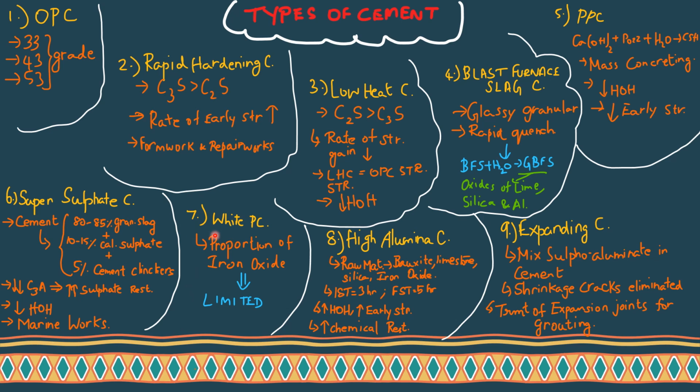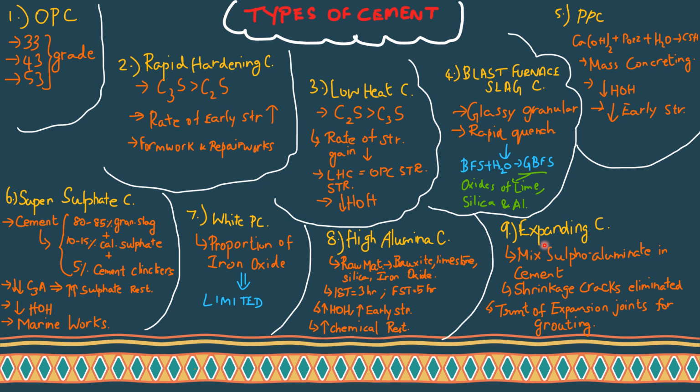The next type is the white Portland cement. It has a limited proportion of iron oxides. Next is your high alumina cement. Raw materials are bauxite, limestone, silica, iron oxide. The initial setting time is about 3 hours and the final setting time is about 5 hours. Here the heat of hydration and the early strength both are high, and it gives high chemical resistance.